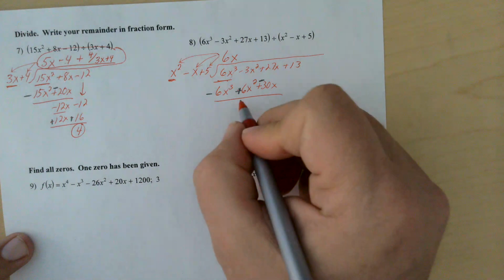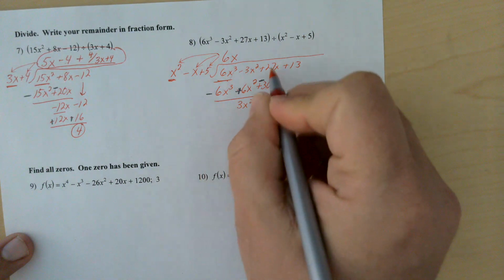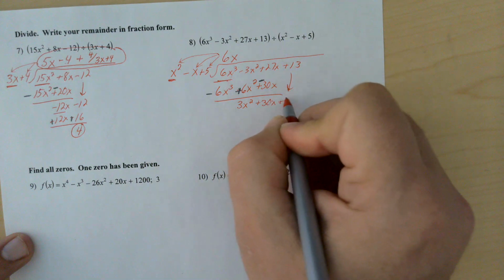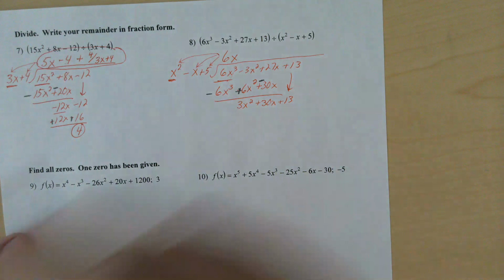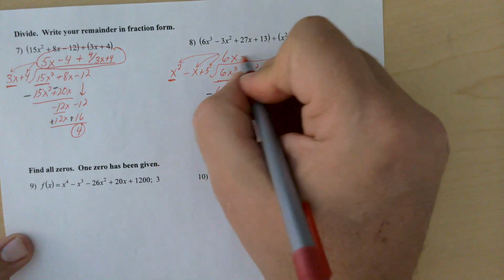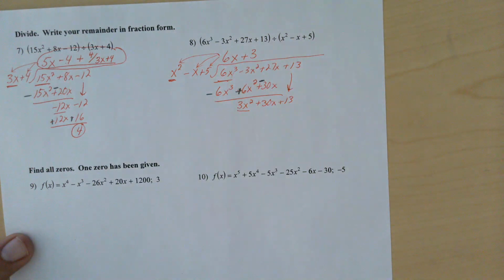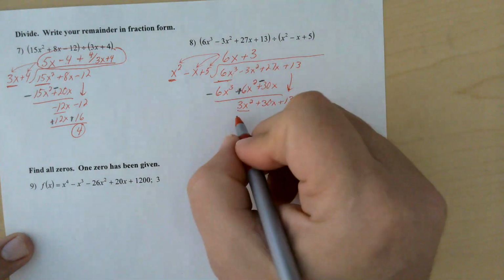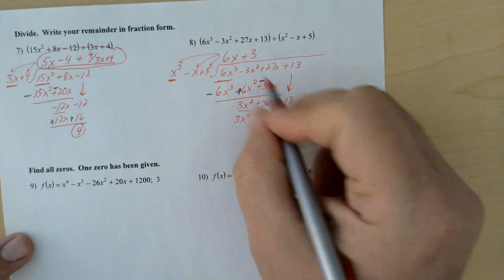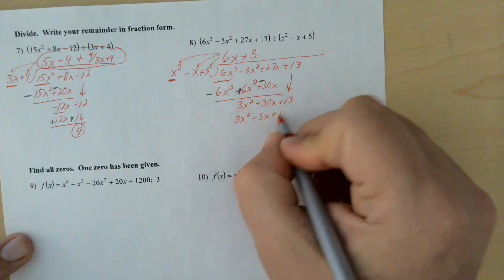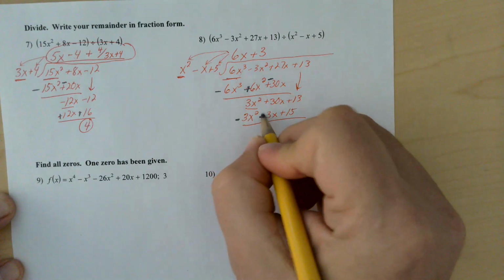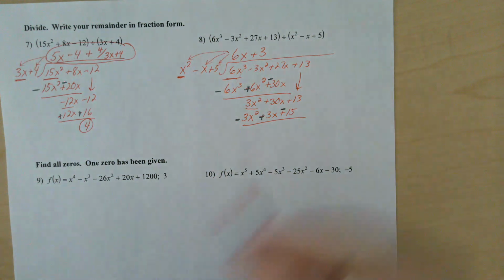This cancels out. This leaves you with a positive 3x squared and then a plus 3x. And I'm going to bring down the 13 and start this process over again. So x squared into 3x squared is just a positive 3. Then I need to multiply everything by 3 on the outside. So it's going to be 3x squared minus 3x, and then 3 times 5 is 15. I draw my line. I change everything to its opposite.